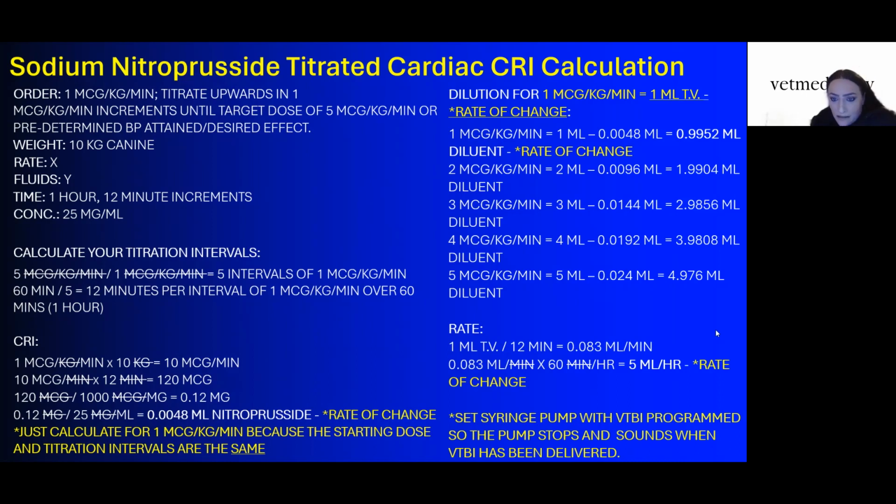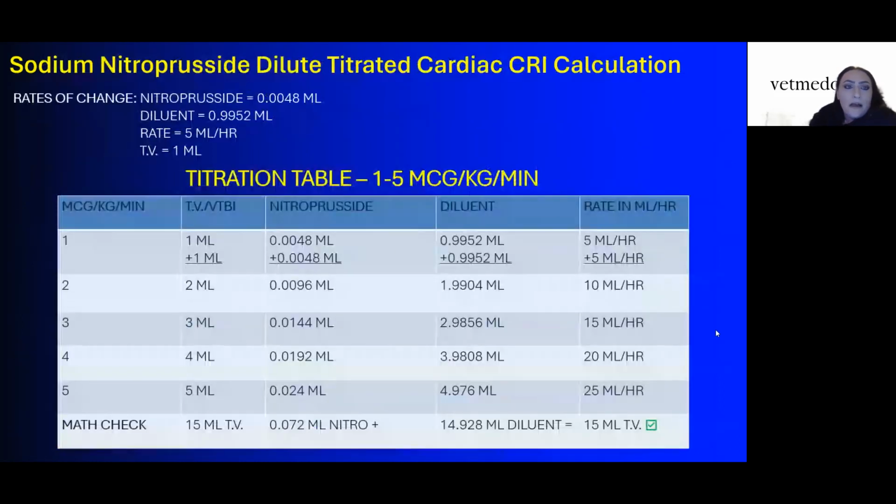And let's see here. Our rate, 1 mil total volume divided by 12 minutes gives us 0.083 mils a minute. 0.083 mils a minute times 60 minutes an hour equals 5 mils an hour, which is also a rate of change. And then it talks about setting your syringe pump again.